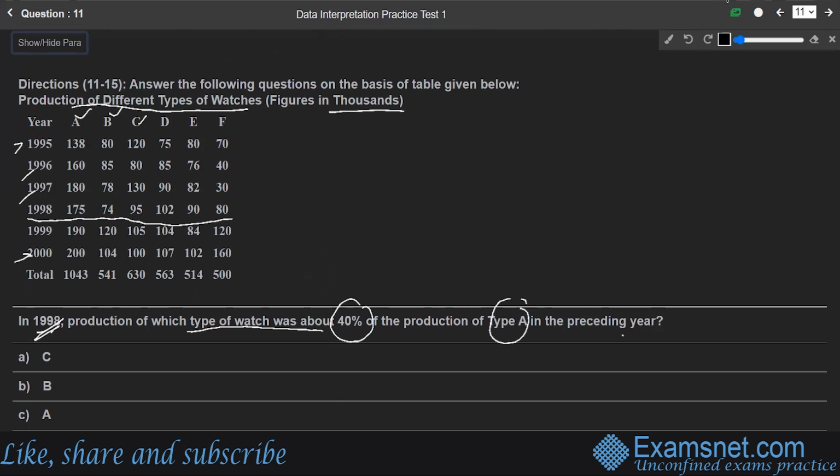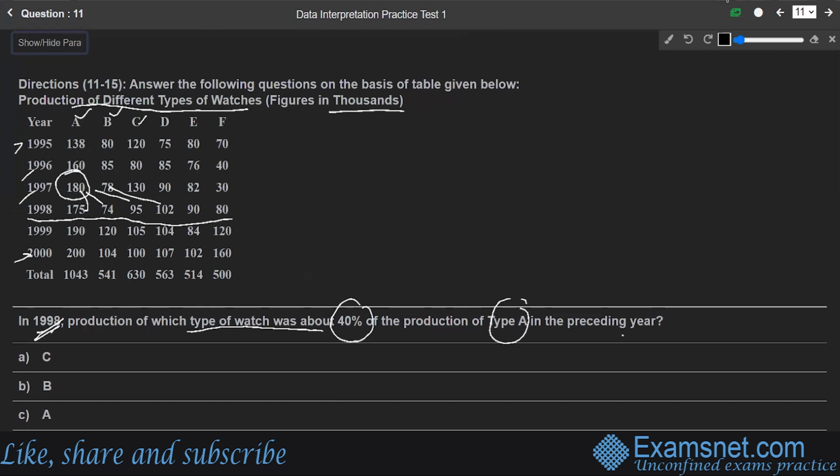So in 1998, production of which type of watch was about 40% of the production of type A in the preceding year? The production of type A in the preceding year is 180. So we have to compare all the values in reference to 180 only, and find out the percentage value.